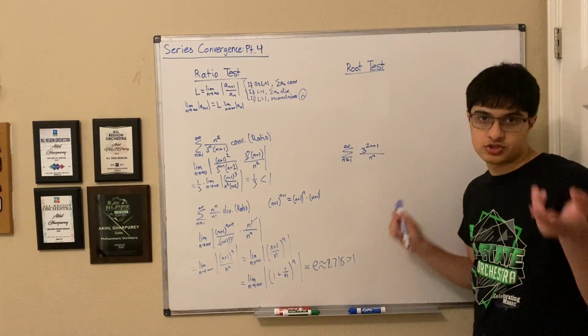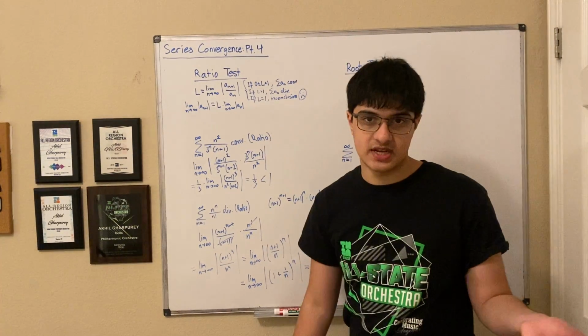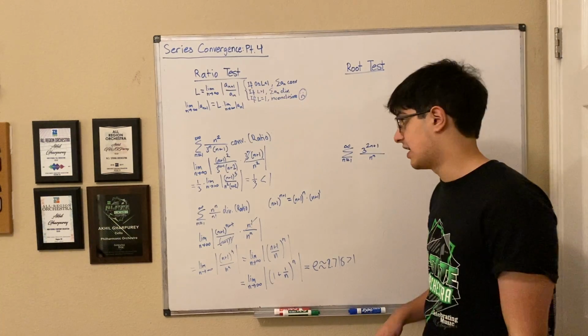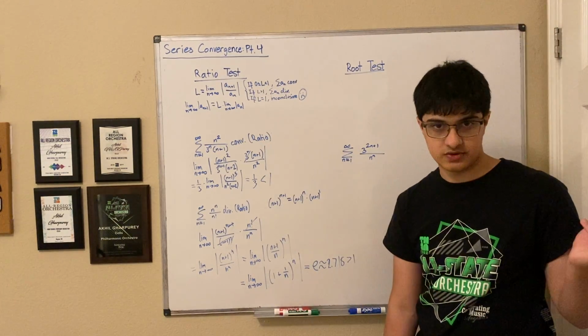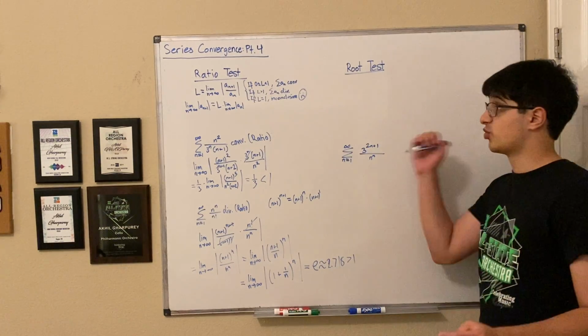And that's it. Those are two examples of the ratio test. There are obviously more examples out there, but these two pretty much summarize the convergence and divergence of the ratio test. So let's move on to the root test.